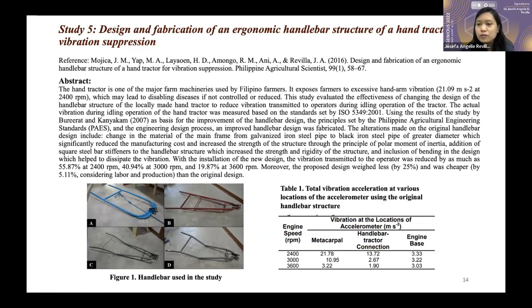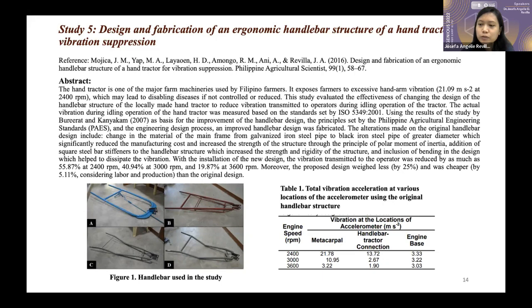Okay. So this study investigated 4 handlebar structures, the original one. So this is the original one, and 2 designs were benchmarked on the initial design of Burirat and Kanyakam in 2007. And the 4th design is an improved handlebar design, which came from the good characteristics of the first 2 designs from Burirat and Kanyakam. So there are essentially 4 handlebars that were tested here. The original one, the 2 designs benchmarked from the study of Burirat and Kanyakam, and an improved handlebar structure, taking all the positive characteristics of the 2 initial designs.